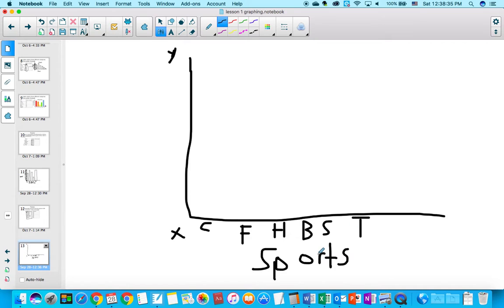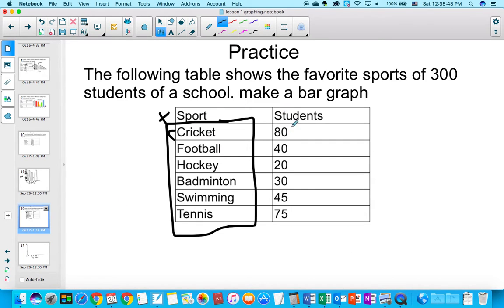Now, again, not evenly spaced, not the best. You want to evenly space them. You want them to look nice. All right, so here we have our bar values. So again, no consistent change. It's not changing by tens or fives or ones constantly. 80, 40, 20, 30, 45, 75.